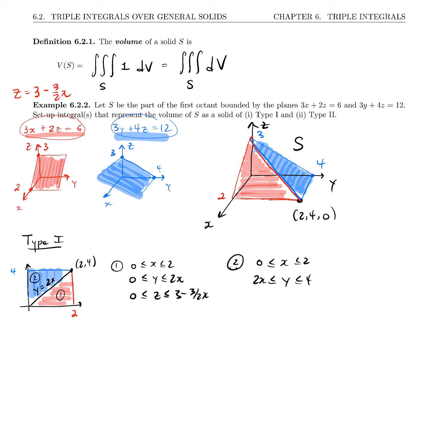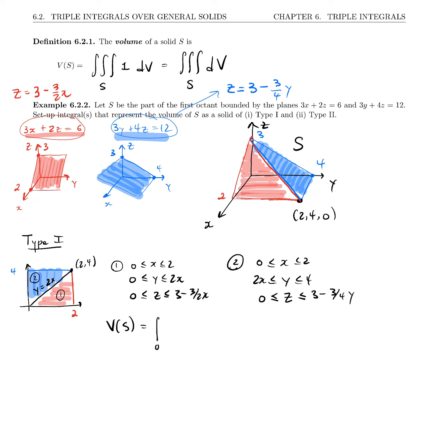That's this equation here. And if I isolate z, I'm getting z is equal to, divide everything by 4 this time, 3 minus 3 quarters y. So we have 0 is less than or equal to z is less than or equal to 3 minus 3 quarters y. And so if we want the volume of S, we need to take integrals over both of these regions and add them together.